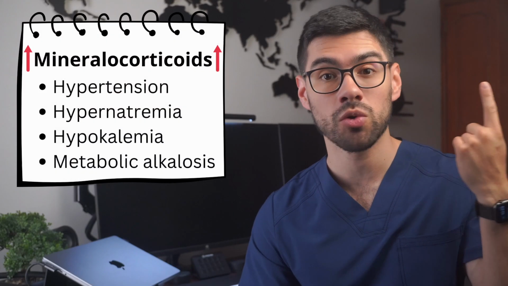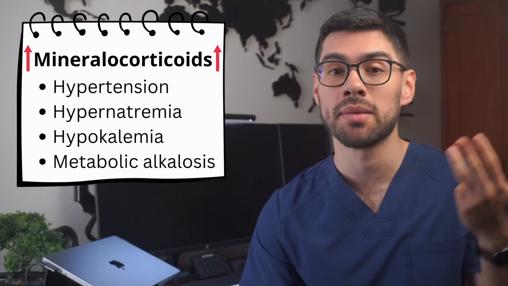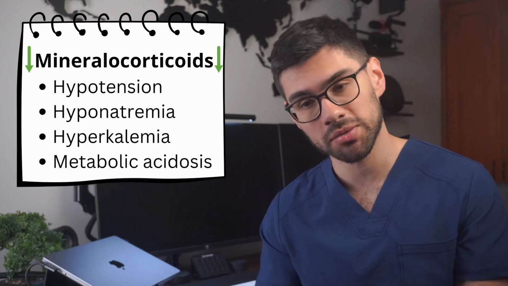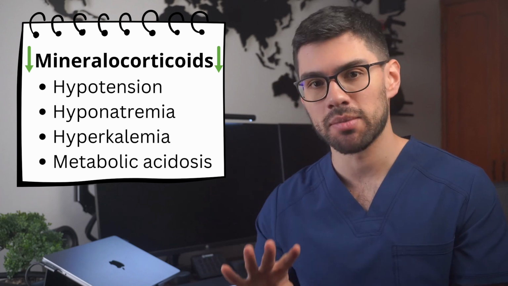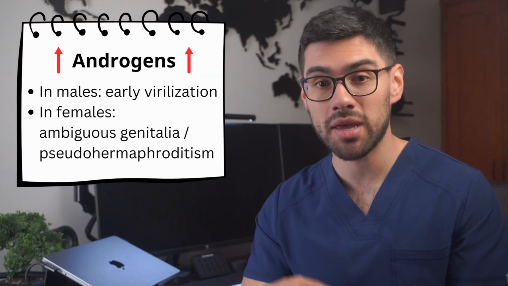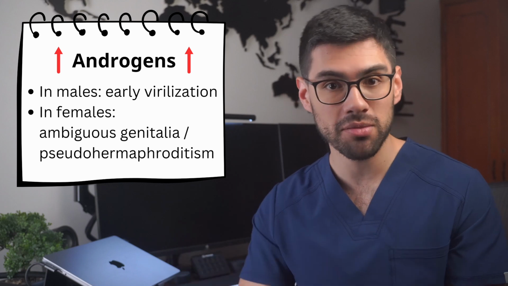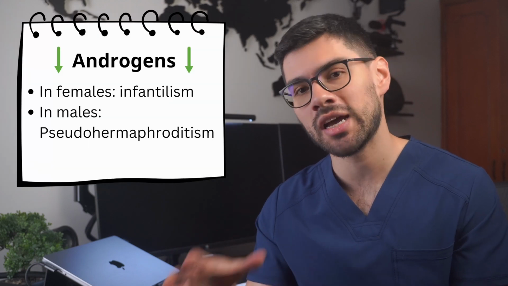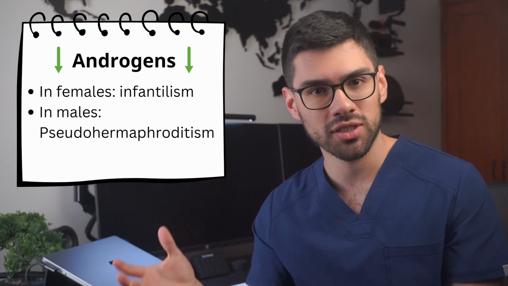And in case you need a quick recap, remember that an increase in mineralocorticoids causes hypertension, hypernatremia, hypokalemia, and metabolic alkalosis. A decrease in mineralocorticoids causes the opposite, that is hypotension, hyponatremia, hyperkalemia, and metabolic acidosis. An increase in androgens leads to early virilization in males and ambiguous genitalia or pseudohermaphroditism in females. And finally, a decrease in androgens leads to sexual infantilism in females and pseudohermaphroditism in males.